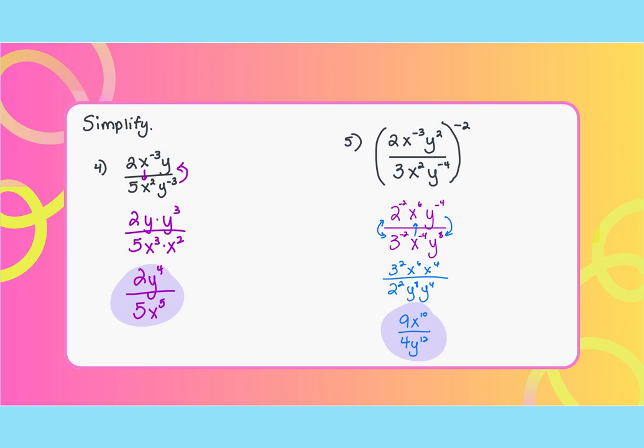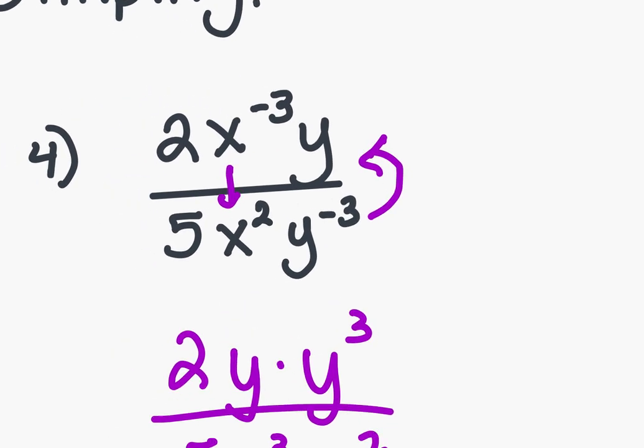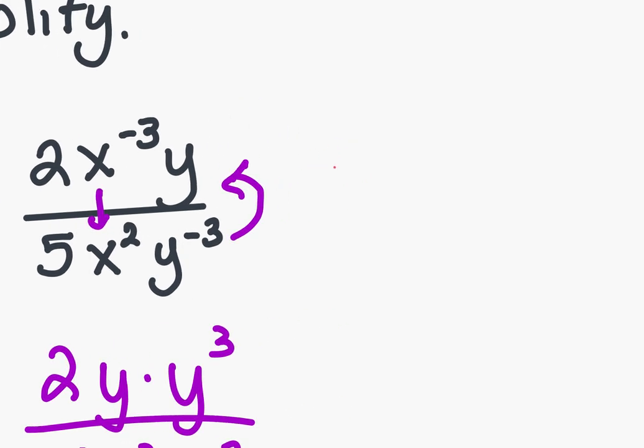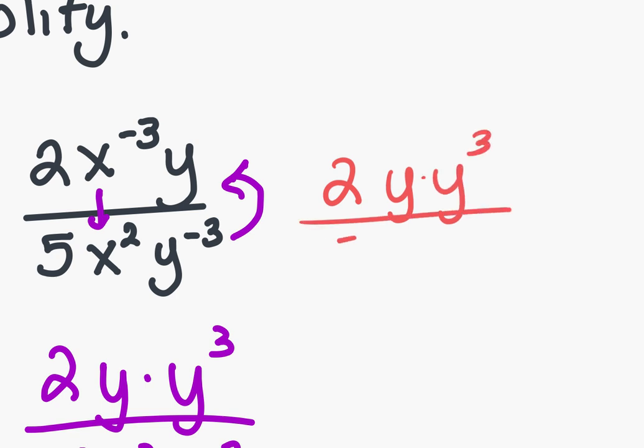So number 4, same thing with the 2/5. That 2 and the 5 have no exponents on them that need them to move or simplify. All right, so then the x to the negative 3 has a negative on its exponent. That one's got to move. It moves to the bottom. And then the y to the negative 3 has a negative on it, so it moves to the top. So I've got 2, the y that was originally there, the y to the 3rd that moved to the top, and in the bottom I've got 5, the x squared that was originally there, and the x to the 3rd that moved to the bottom.